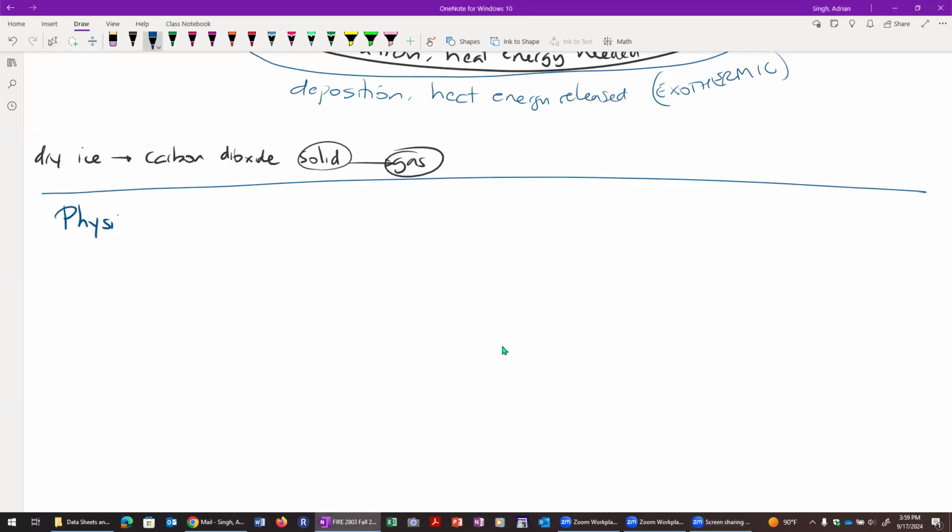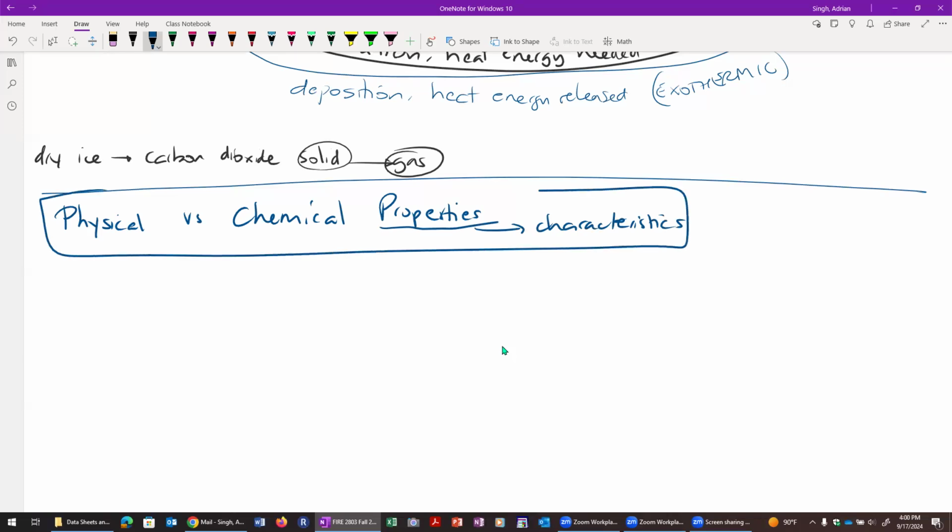Now, we can use that to jump into differentiating between physical versus chemical properties. We've already alluded to some of the physical properties. We didn't really call them physical properties at the time, but we'll be a little more rigorous with it here. And when you see the term properties, this is just another way to refer to characteristics of substances, of matter, if you will, that define or characterize matter.